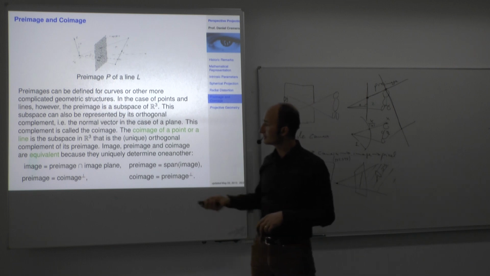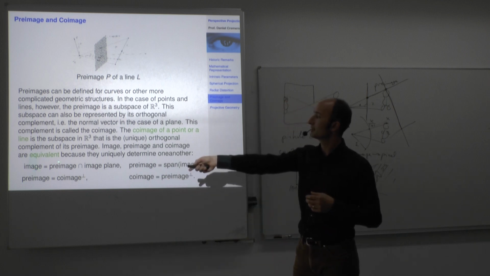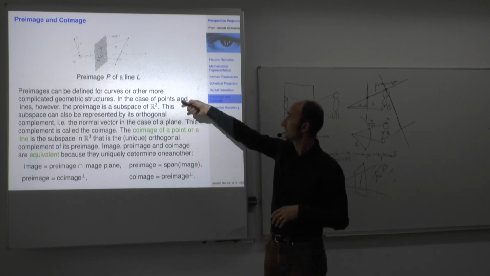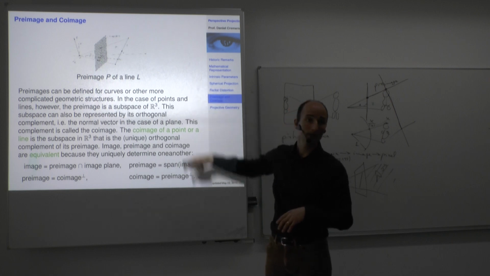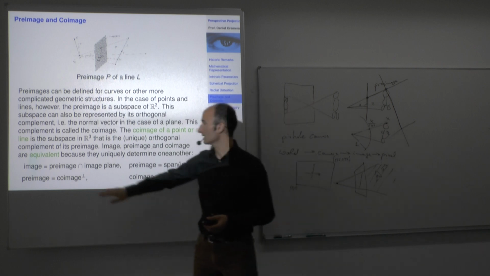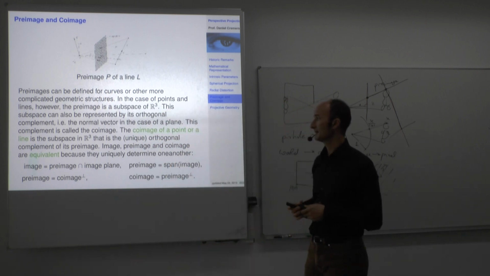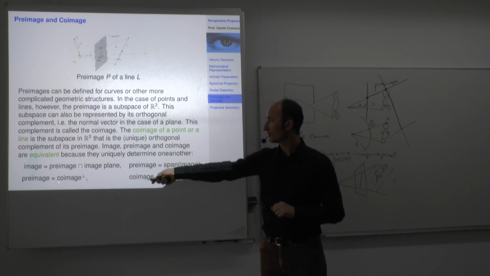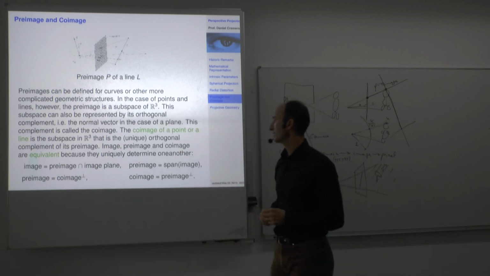This is slightly confusing, I find, in the beginning, but you can say the image is nothing but the pre-image intersected with the image plane, right? So the image of that line is nothing but the pre-image intersected with the image plane. That's how you can get from the pre-image to the image, just by intersecting it with the image plane. The pre-image is the orthogonal complement of the co-image, so it's defined by that normal vector that characterizes this plane.